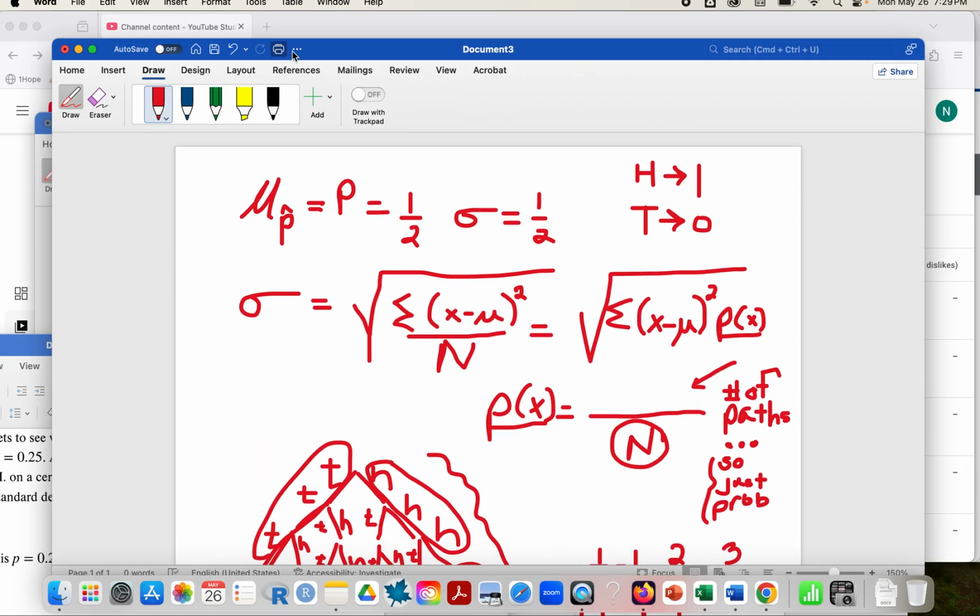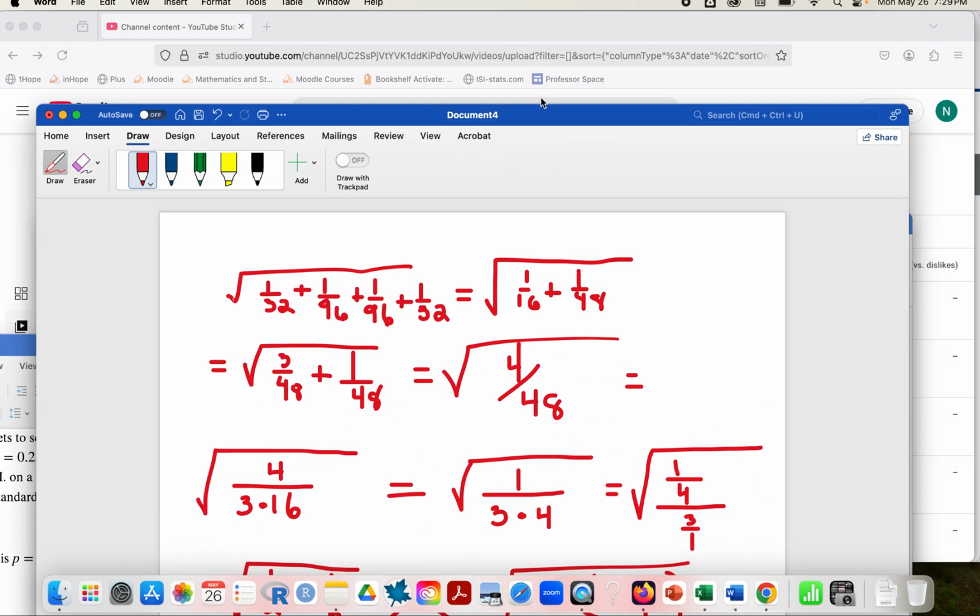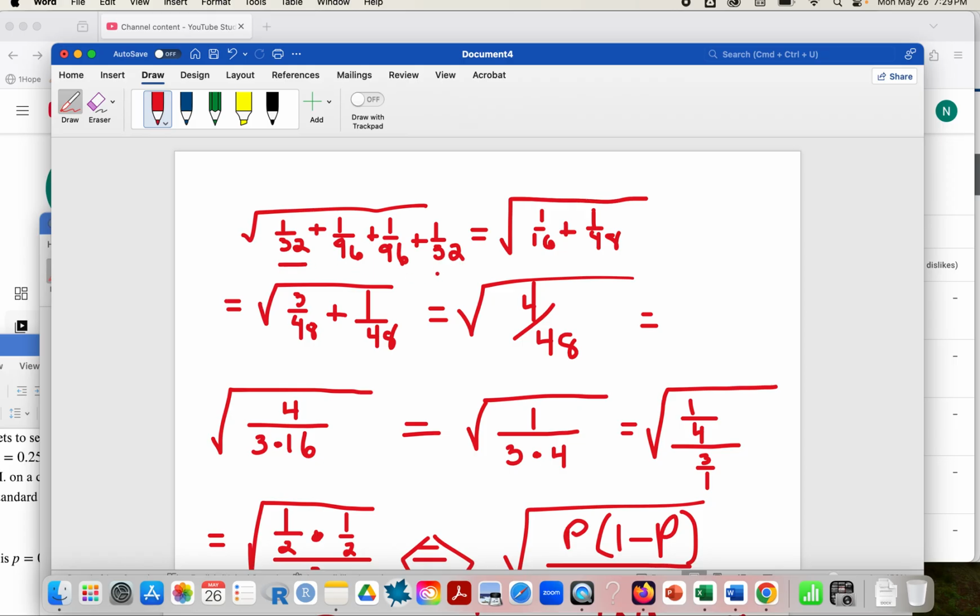Okay, so let me push this aside and pull this forward. So I've got 1 out of 32, 1 out of 32, 1 out of 96, 1 out of 96. And so I'm going to end up having 2 over 32, which reduces to 1 over 16. I'm going to have 2 over 96, which reduces to 1 over 48. Getting a common denominator, so multiply by 3, multiply by 3. So I have 3 over 48 plus 1 over 48, which becomes the square root of 4 over 48.